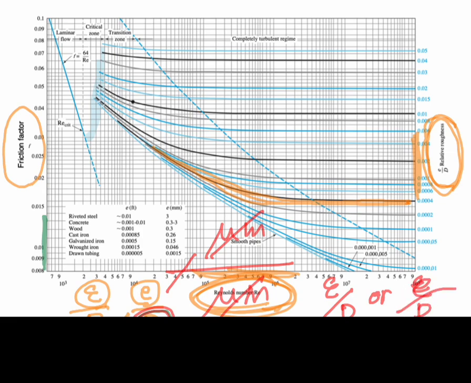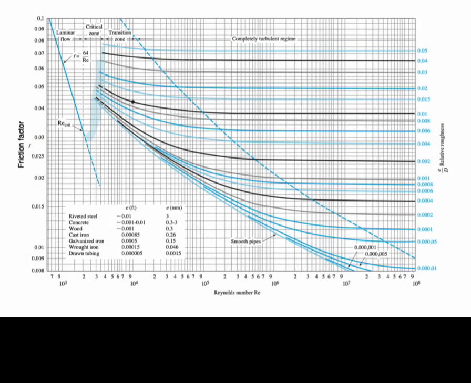And then if you see here, there is a number here. For example, this is 0.0004. That means this is the line for relative roughness 0.0004. Then we could calculate the Reynolds number. The Reynolds number equation, Re, is rho V d over mu. We could calculate this because we know the diameter and the velocity.